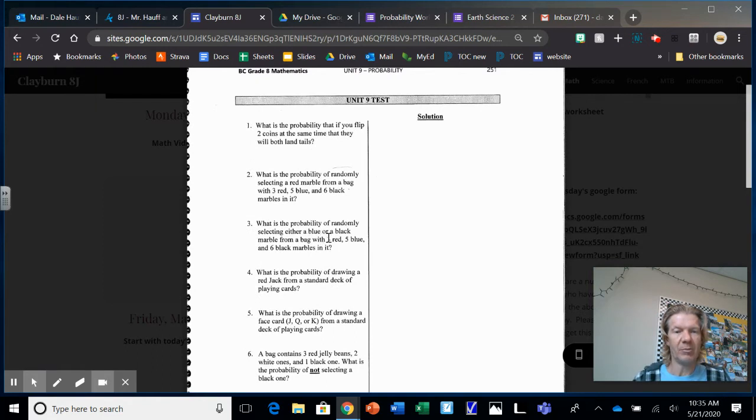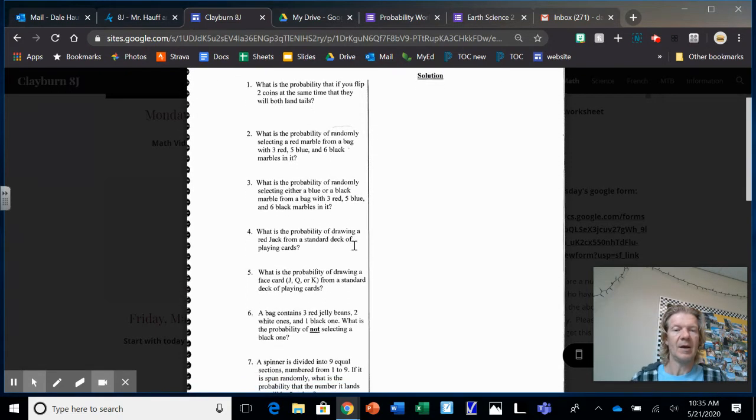This question is very similar, right? Randomly selecting either a blue or black from this. So you add up the total, 3 and 5 and 6. So again, that's 14. And this says, what's the probability of a blue or a black? So I have 5 blue and 6 black. So there's 11 chances out of 14 that I'm going to get one of those. So 11 out of 14.